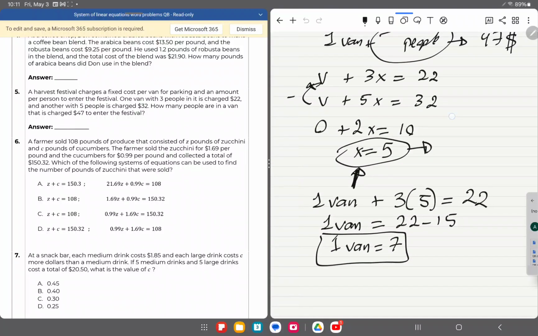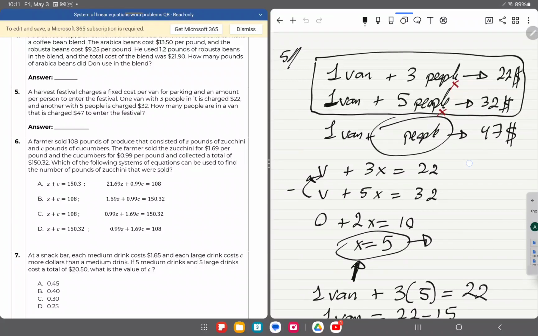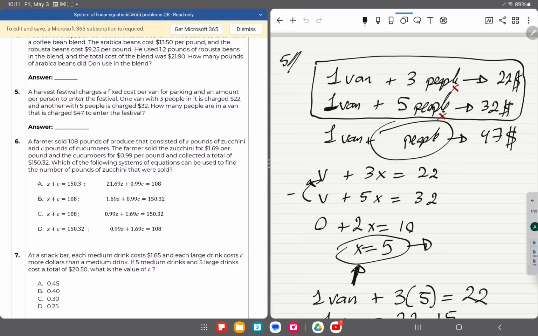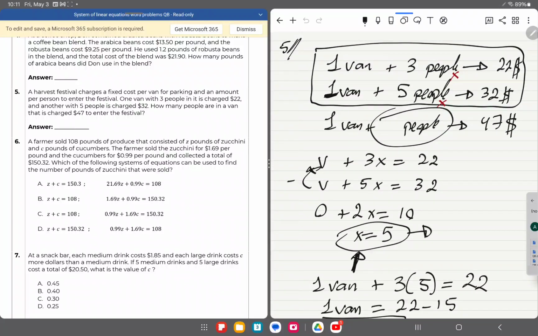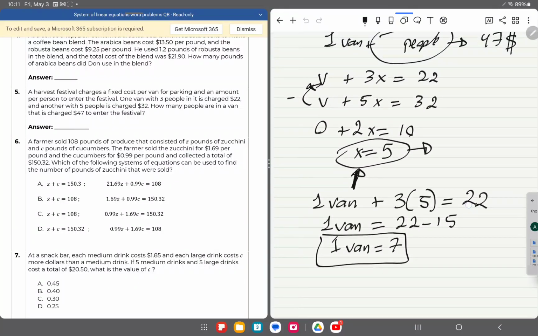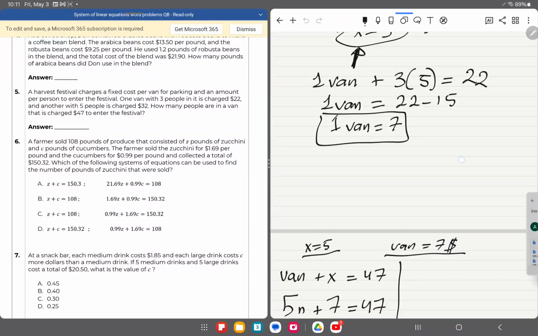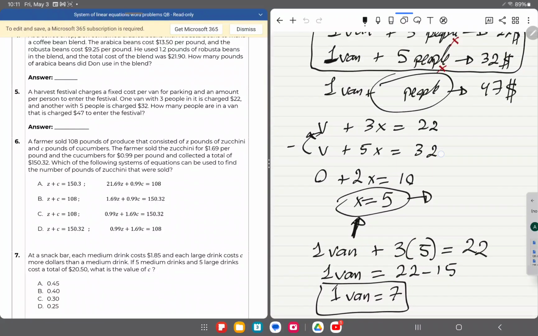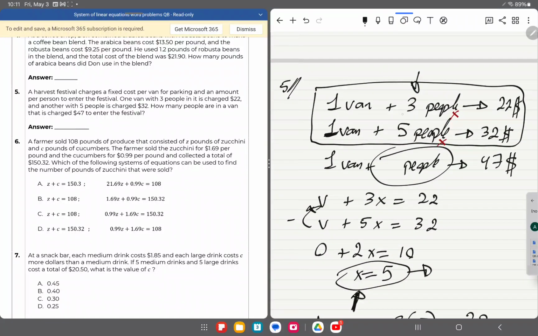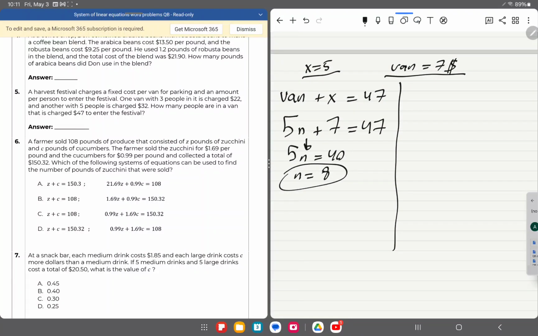So maybe the definition of x over here is supposed to be the cost per person. So x is the cost per person, not the number of people. So now we've put n, the number of people. Earlier n over here was 3, and n over here was 5. So no, he doesn't have discounts for bigger groups. So this one is a standard. So 5n plus 7 is equal to 47.